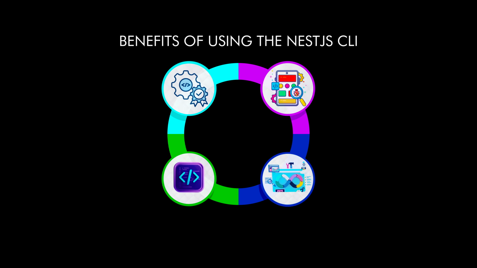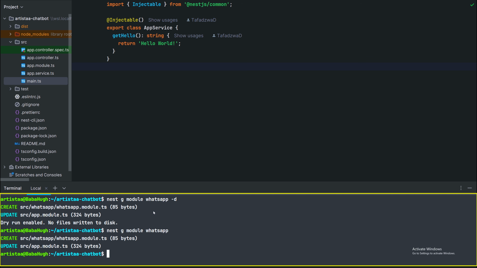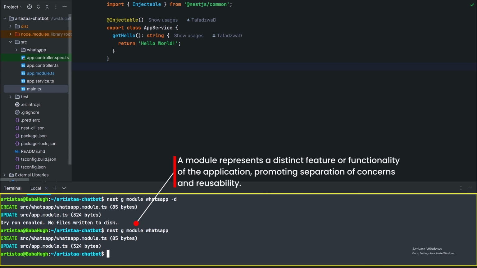The Nest CLI has a generator which we can use to create boilerplate code. To use the generator, you use the g command. Then you specify what you want to be generated. To create a WhatsApp module, we use nest g module whatsapp. A module serves as a way of organizing and encapsulating the functionality of an application.